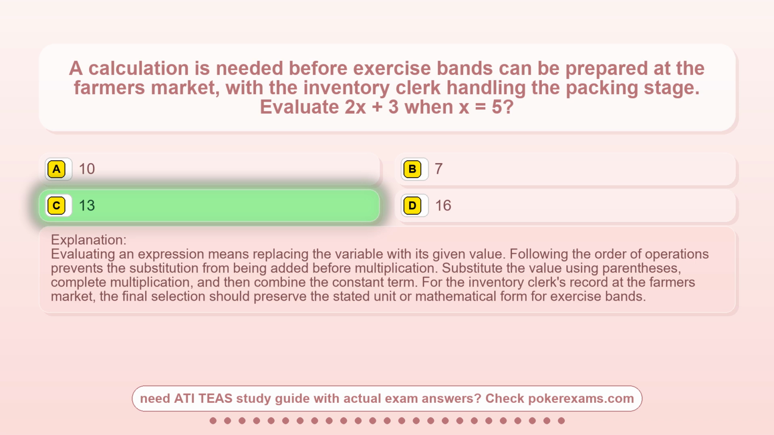Evaluating an expression means replacing the variable with its given value. Following the order of operations prevents the substitution from being added before multiplication. Substitute the value using parentheses, complete multiplication, and then combine the constant term. For the inventory clerk's record at the farmer's market, the final selection should preserve the stated unit or mathematical form for exercise bands.